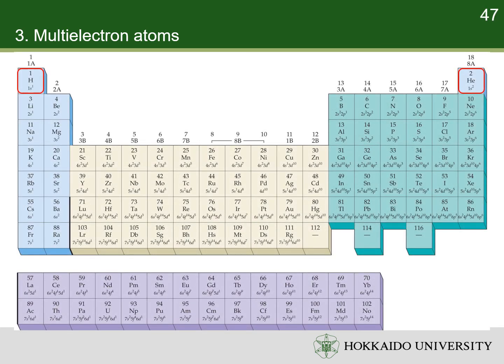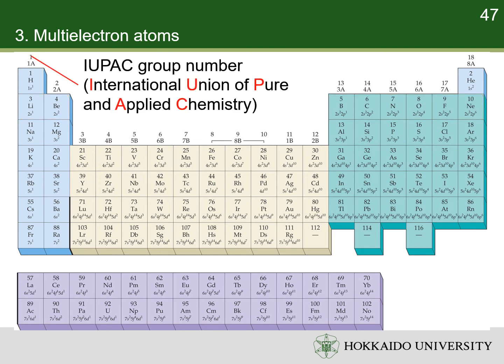For example, hydrogen and helium form the first period, because they have one electron shell. Lithium to neon form the second period, because they have two electron shells. International Union of Pure and Applied Chemistry recommends numbering the groups according to the numbers of electrons in their valence shell. For example, sodium is in group 1.